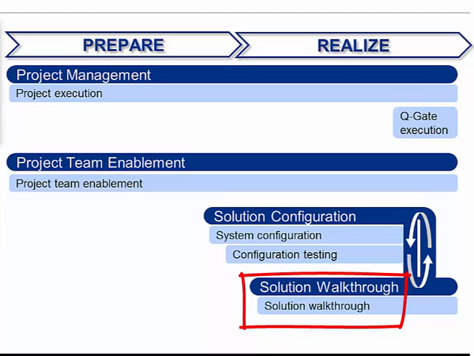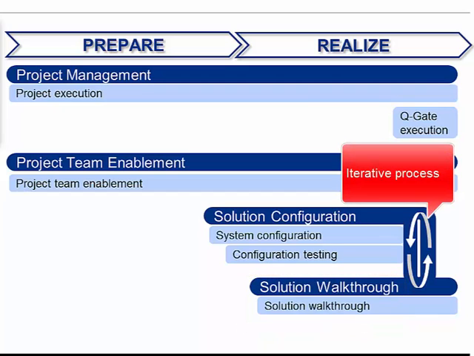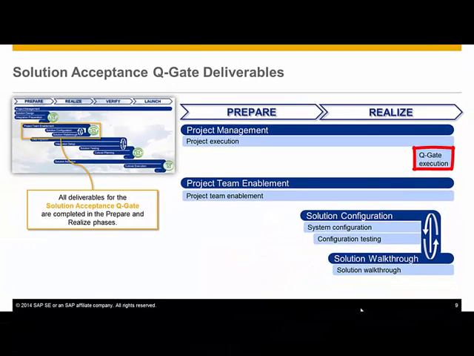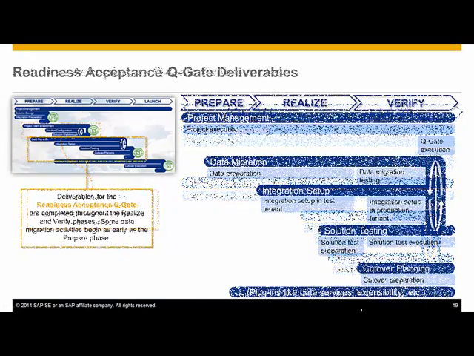When it is not possible to fully complete the configuration, like when integration is dependent on configuration in a third-party system, a conceptual walkthrough is presented to the customer instead. An agile approach allows for several iterations of solution configuration, testing, and walkthrough prior to executing the solution acceptance QGate.